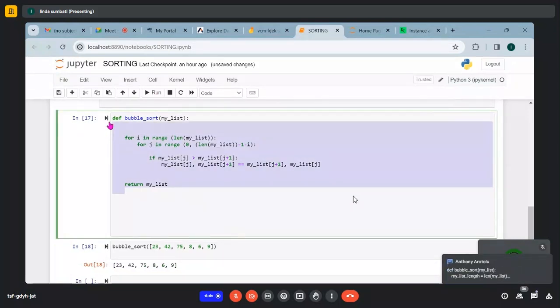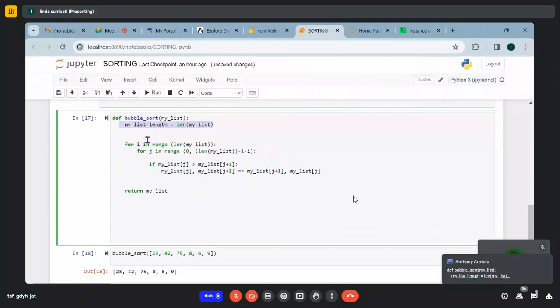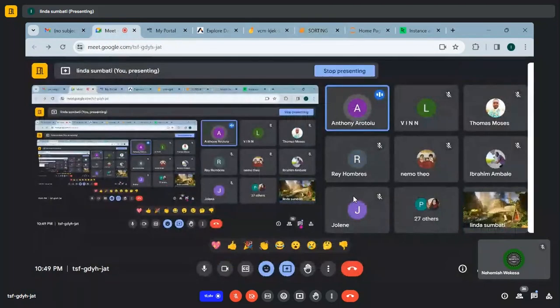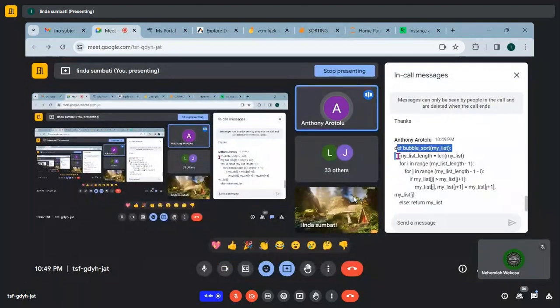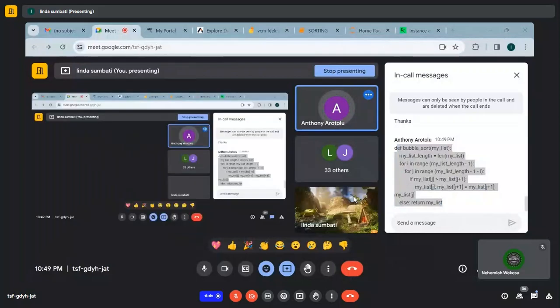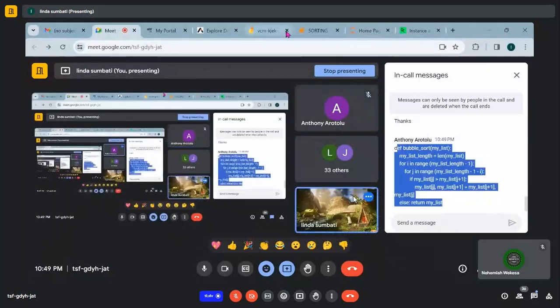Okay, let me paste it on the chat. Oh, let me undo first. So Linda, let me undo it to the way it was first, then I paste it. So here, Linda, yes. I pasted the original code on the chat. And I've corrected it. So if you copy and paste what I pasted, it will work. And I'll tell you where our problem was. Okay, let me copy it down.